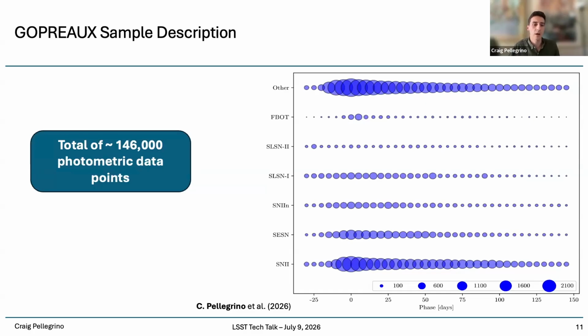And this coverage extends out across a wide range of phases. So we have observations starting something like -50 to -30 days, especially for the longer-lived supernovae, like superluminous supernovae. And these extend out to 100 to 200 days after peak brightness. And this phase coverage is really crucial to capturing the full evolution from very early to very late times of these different supernova types.